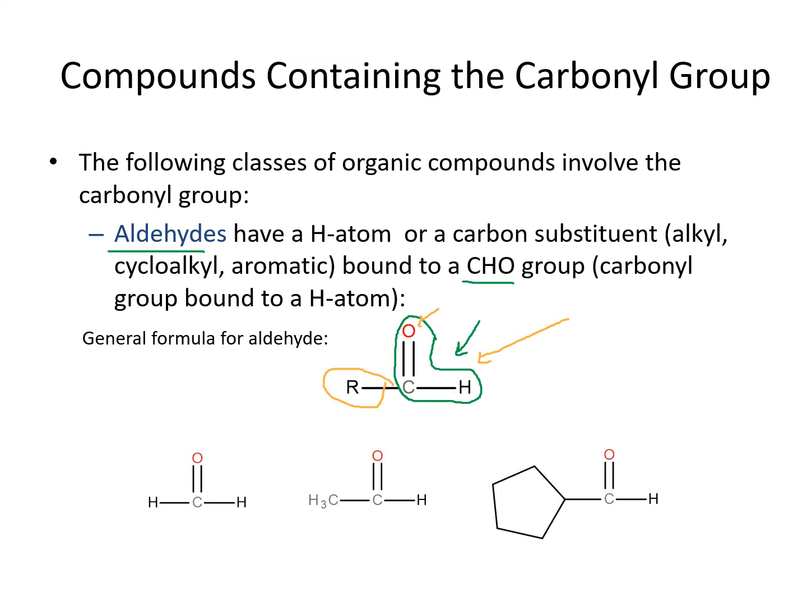So here are a few examples. And you can see in all of these examples, no matter if they are something with a multi-bond or something with a ring, that our CHO is at the end of the molecule. That's what makes an aldehyde.